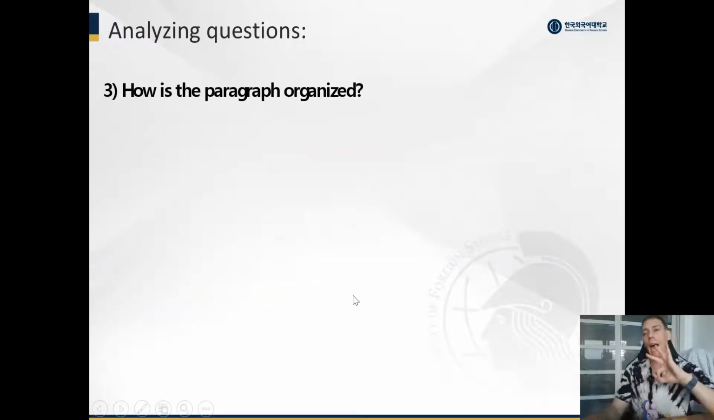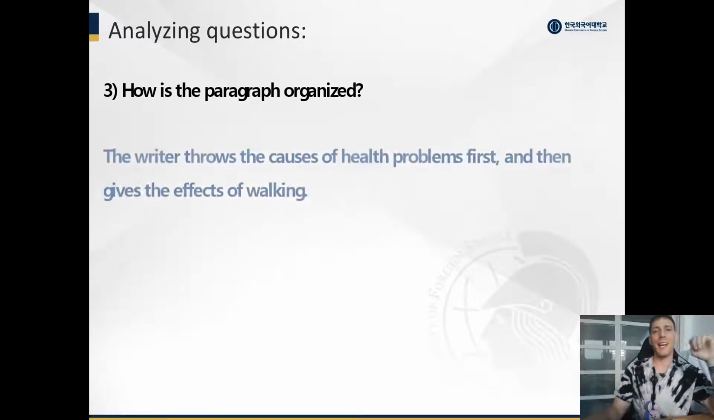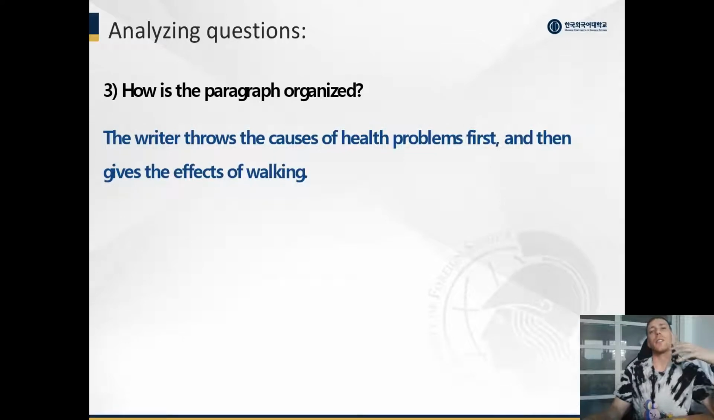Next on, how is it organized? The writer uses cause and effect, so he starts with the causes of the health problems, and then he gives the effects of walking. So he starts with the topic sentence, he talks about the causes of the problems, he then goes on to the way that walking improves it, and then he writes a short conclusion, like one sentence, walking briskly helps improve our life, or something like that.